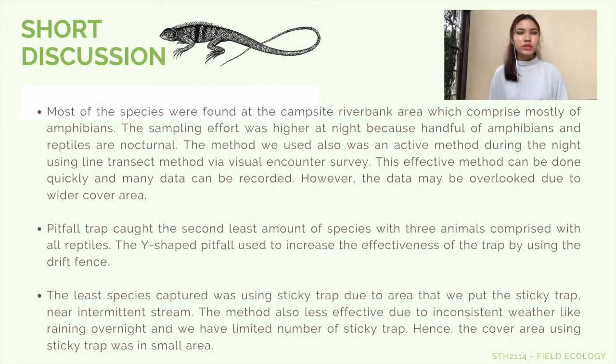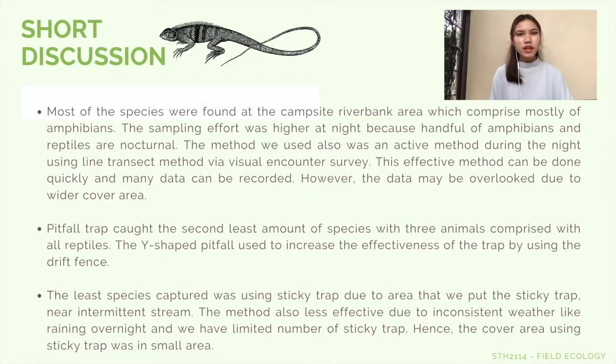For discussion, most of the species were found at the campsite riverbank area, which comprises mostly amphibians. The sampling effort was higher at night because a handful of amphibians and reptiles are nocturnal. The method we used was also an active method during the night, using the line transect method via visual encounter survey. This effective method can be done quickly and a lot of data can be recorded. However, some data may be overlooked due to the wider area covered.